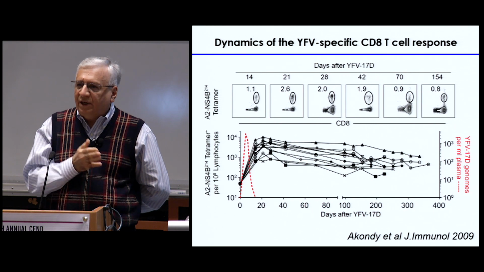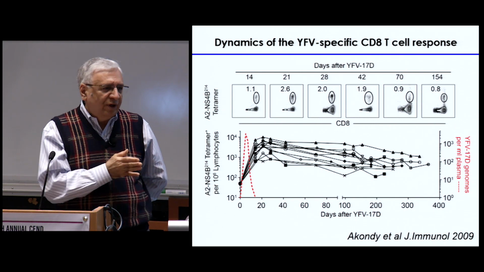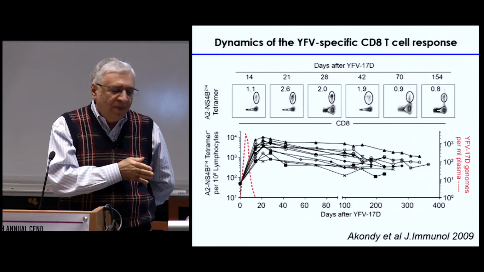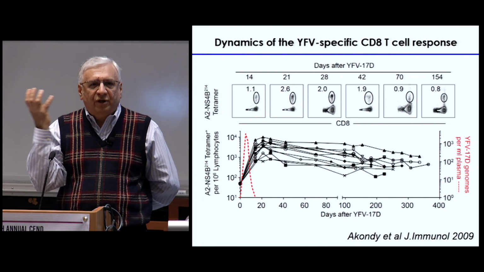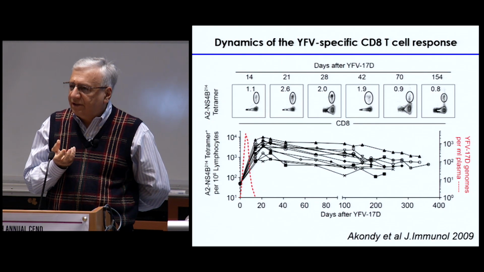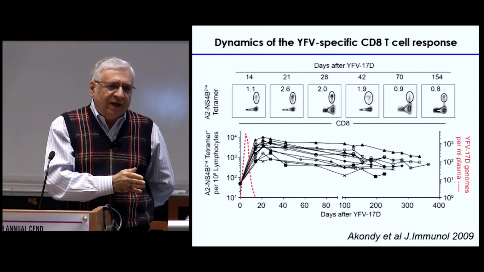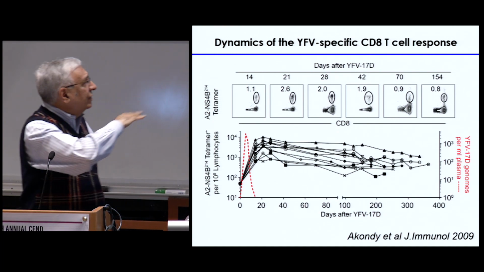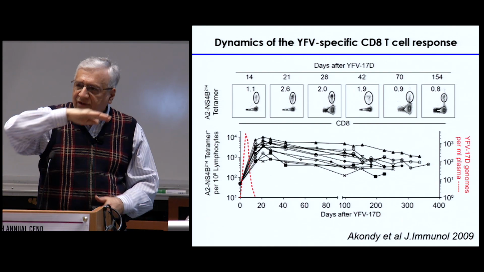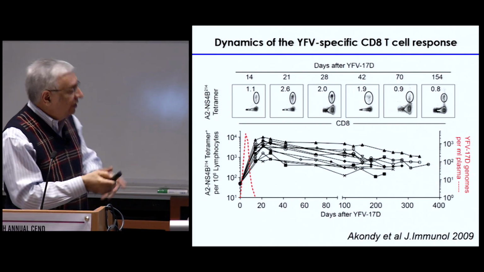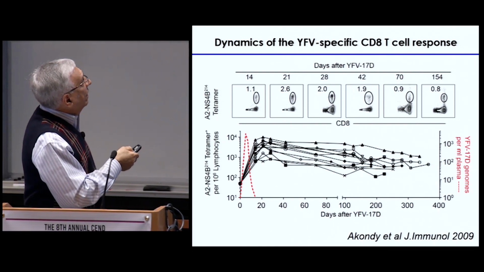All of the individuals that we enroll in the study are naive to yellow fever. We do a screen on them before. And since yellow fever is not endemic in North America, basically there's no issue of exposure here. So we can look at a primary infection, and by using this tetramer, you can track antigen-specific responses for a long time. And here's an example of this.